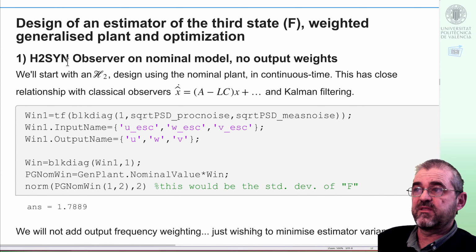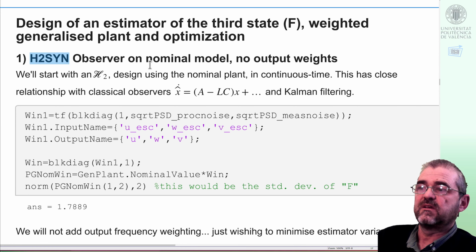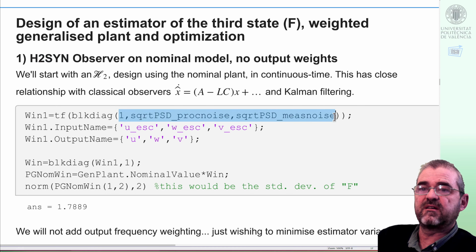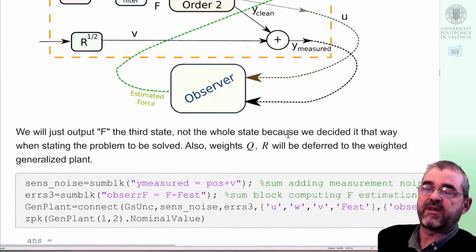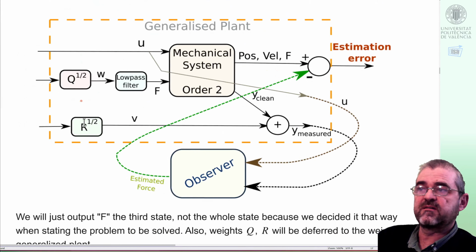Our first design will be the H2 observer. In a plant without uncertainty, this is deeply related to Kalman filter and the like. So I will have a diagonal matrix with 3 elements in the diagonal being 1, and the process noise weight and the measurement noise weight. So I am now incorporating this so that there is a 1:4 ratio between F and U at low frequencies. This is 1, this is 4, and then this is small measurement noise.